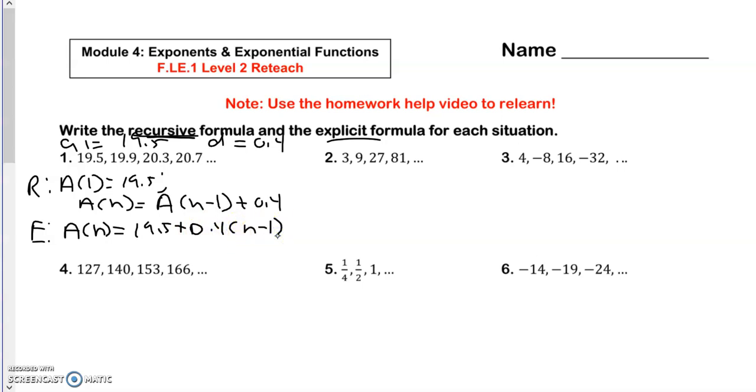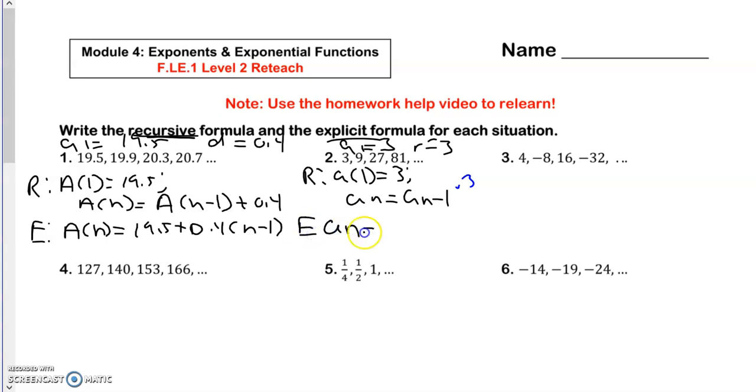Taking a look at the next one, I see 3, 9, 27, and 21. So A1 is 3, but this one is geometric because we're multiplying it by 3. So the recursive formula for this one would be A of 1 equals 3. And then this one is more of a multiplication, and we have that as an exponent. So this 3 is times 3. It's up there as like an exponent. And then my explicit formula would be A of n equals 3 times 3, and then this is my exponent n minus 1.